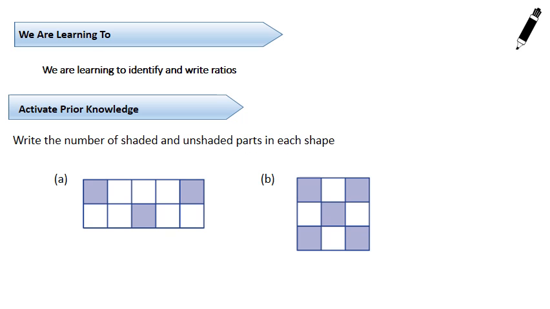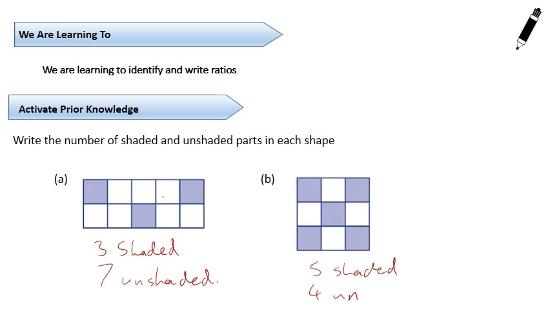Alright, ratios. For this first one here, we want to write the number of shaded and unshaded parts in each shape. So on the first one, we have 3 shaded. We got 1, 2, 3, 4, 5, 6, 7 unshaded. Next shape, we've got 3, 4, 5 shaded. And 1, 2, 3, 4 unshaded. Nice and easy.